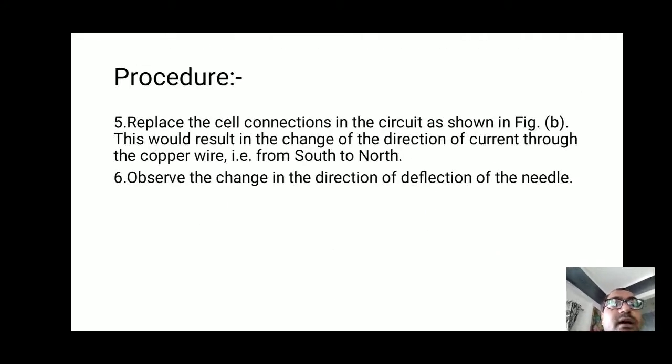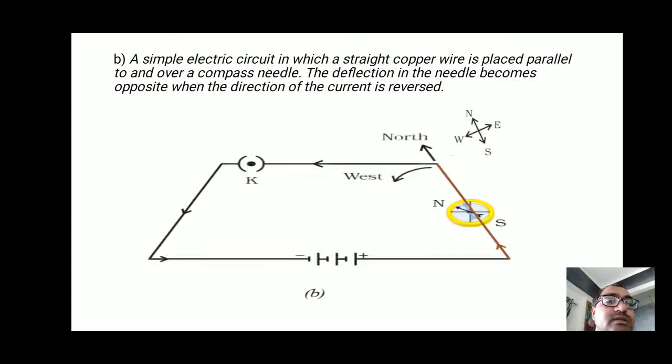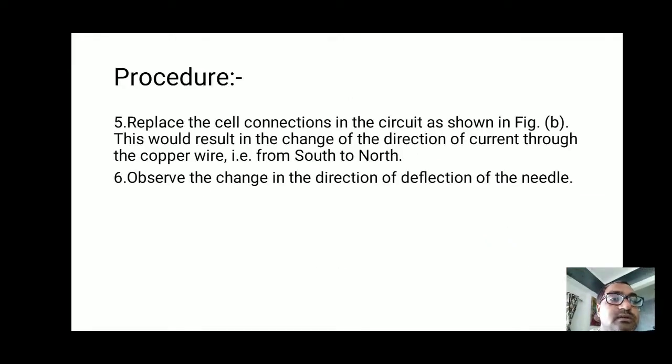Now, continuing with this procedure, the fifth point is to replace the cell connection in the circuit as given in figure 2. Replace the cell connection means what? Here you have to change the terminals, students. Now you can see it here: plus minus is this way, it was attached in the circuit. Now here we reverse the direction, so here it is minus plus. So this is figure B. This would result in the change of the direction of current through the copper wire from south to north.